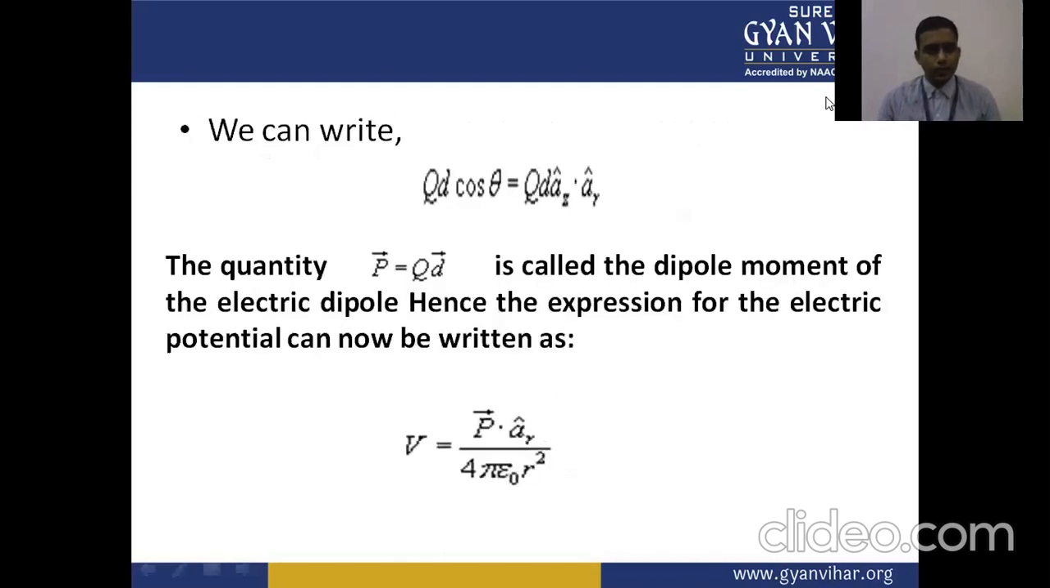We can write further that Q d cos theta is equal to Q d a_z dot a_r. The quantity p equal to Qd is called the dipole moment of the electric dipole. Hence, the expression for the electric potential can now be written as V equals p dot a_r upon 4 pi epsilon naught r squared, where p is the dipole moment.